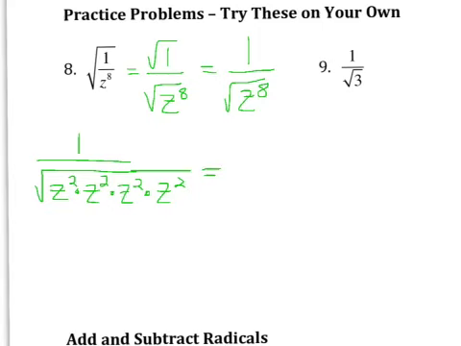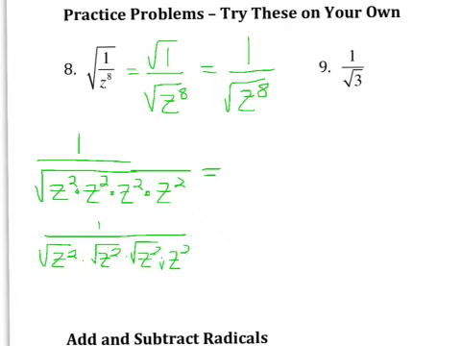Well, let's break it up as 1 over the square root of z squared times the square root of z squared times the square root of z squared times the square root of z squared. So we have 1 over z times z times z times z, which is 1 over z to the 4th. And that is our final answer. So it ends up, we didn't have to rationalize this denominator because we could simplify the square root of z to the 8th.